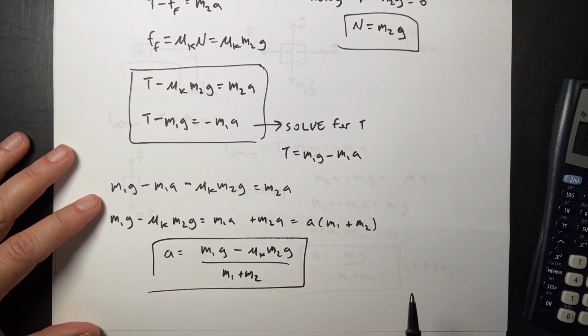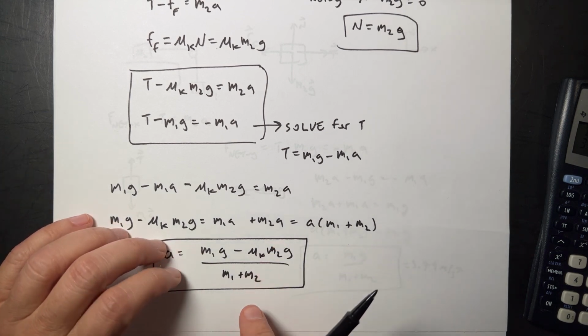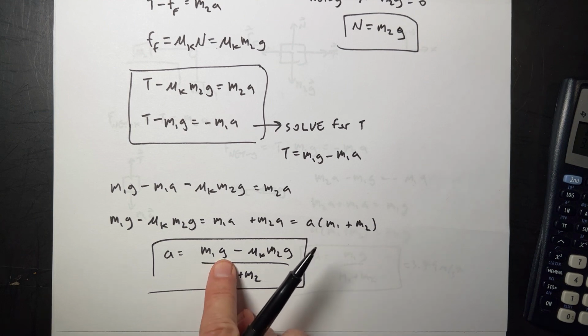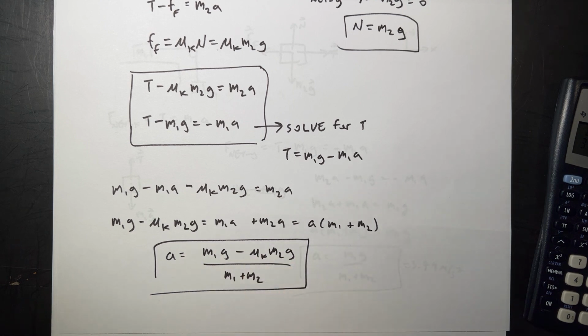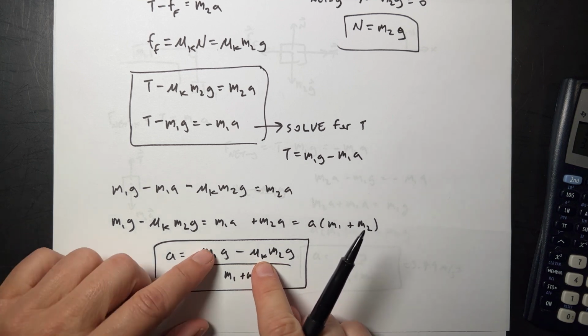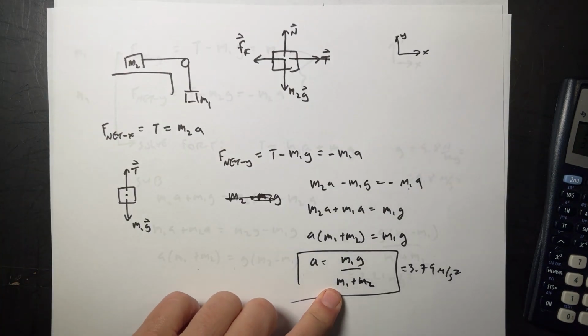Let's check the units. So here I have mass, mass, mass. All the masses cancel, so I don't have to worry about the mass. Meters per second squared, meters per second squared. Mu is a coefficient. It doesn't have units. So I do get meters per second squared. Now, what about the case where the coefficient of friction is 0? Then it should be the same solution that we got before. So if I put in mu k as 0, I get m1g over m1 plus m2. That's what we had before.